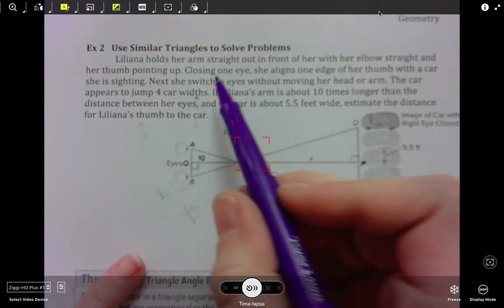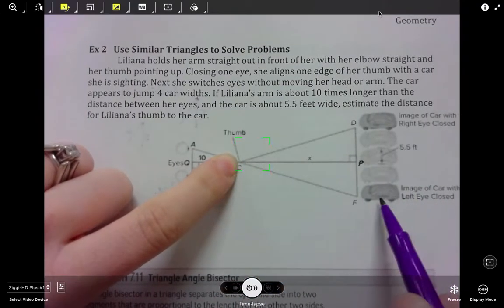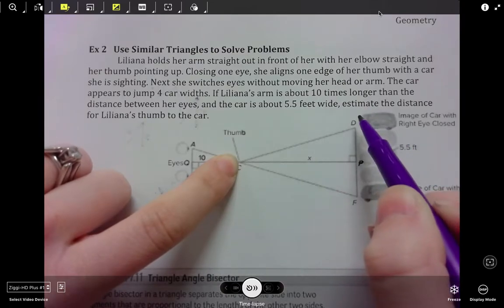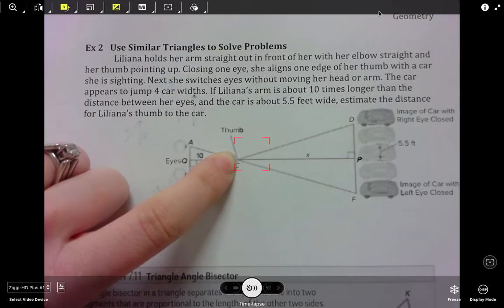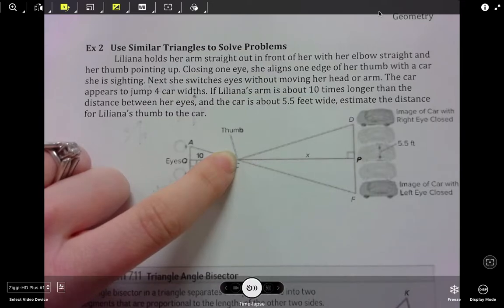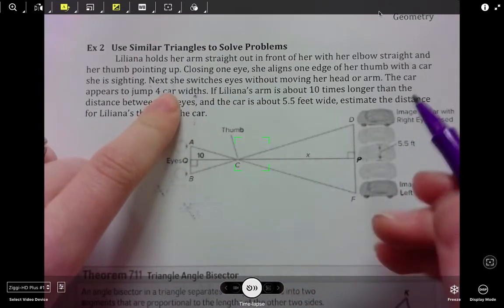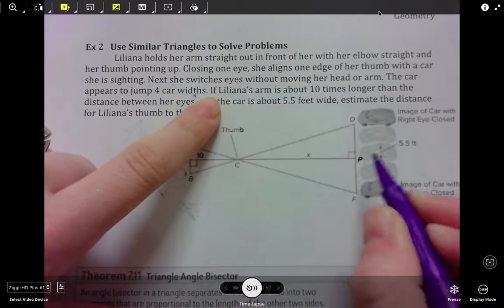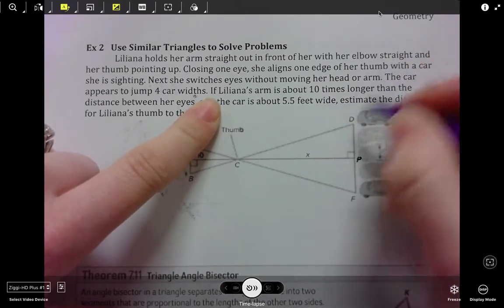So closing one eye, she aligns one thumb with the car. So she's aligning her thumb with the car over here, and then when she closes that eye, the car jumps to over here. Okay. If you guys want to run this test on the clock or something, stick your thumb up to the clock in my room, and you can watch the clock jump when you blink one eye versus blinking the other eye. So the car jumps from one location to the other. Okay, the car jumps. Each car has a length of 5.5 feet, and it's jumping 4 car lengths.